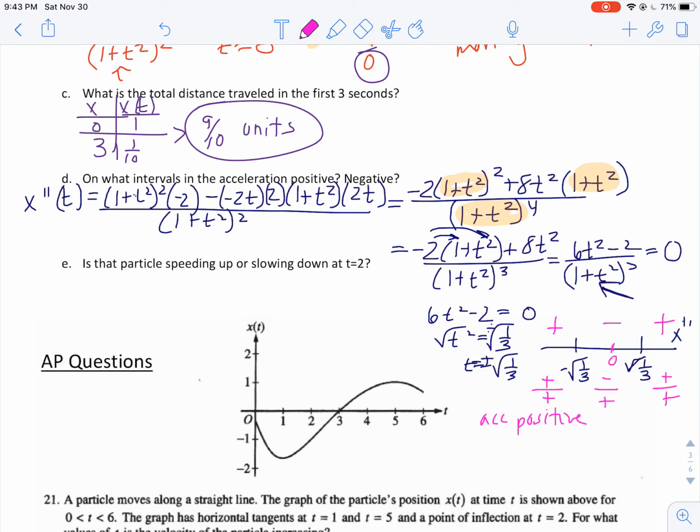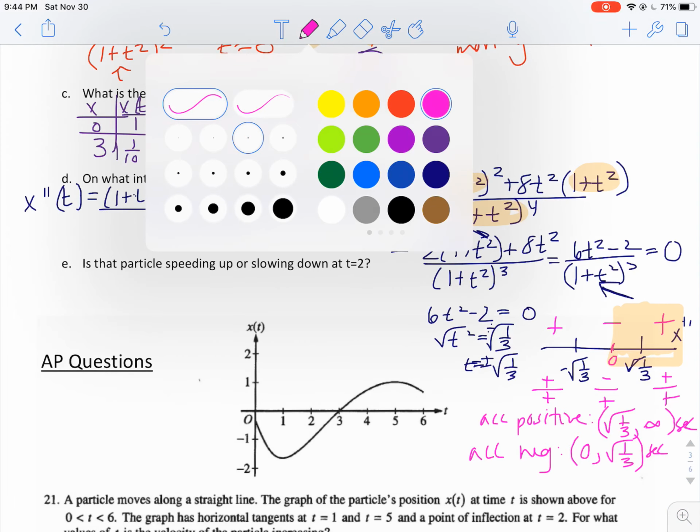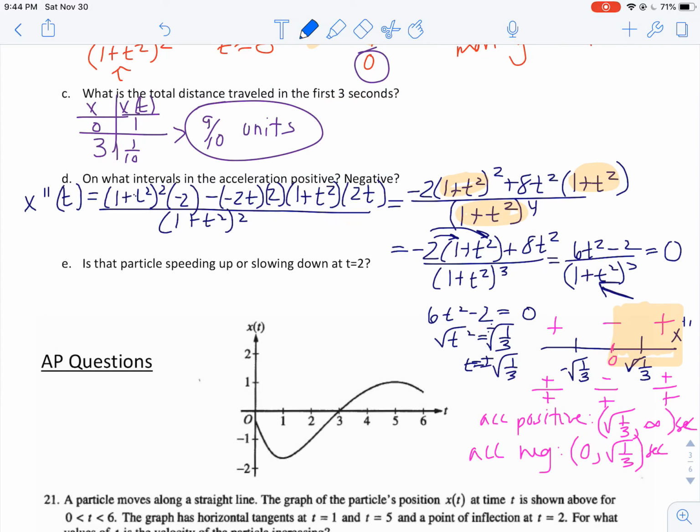Well, I don't really care about the negative numbers here because we're talking time, so I would probably just think about this part of my graph. So I'm going to just say my acceleration is positive from radical 1/3 to infinity. And then I'm going to say my acceleration is negative from 0 to radical 1/3. And what are we talking here? Seconds, right? Okay, then let me do a different color.